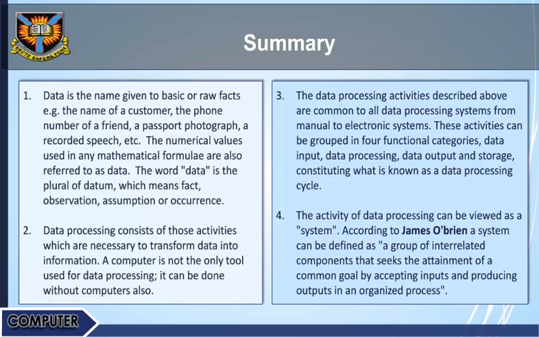3. The data processing activities described above are common to all data processing systems, from manual to electronic systems. These activities can be grouped in four functional categories: data input, data processing, data output, and storage, constituting what is known as a data processing cycle. 4. The activity of data processing can be viewed as a system according to James O'Brien. A system can be defined as a group of interrelated components that seeks the attainment of a common goal by accepting input and producing output in an organized process.